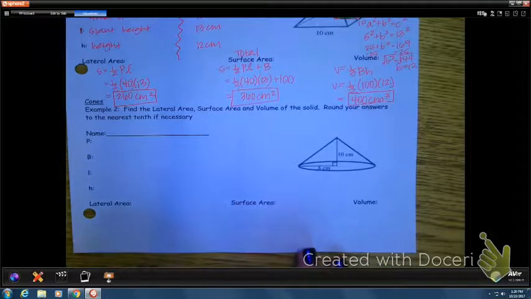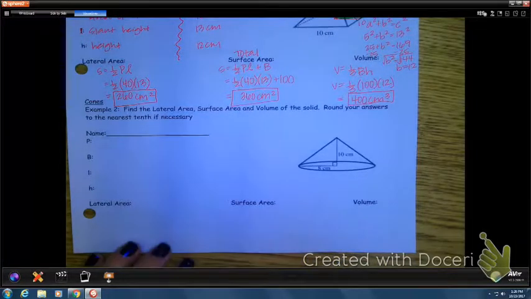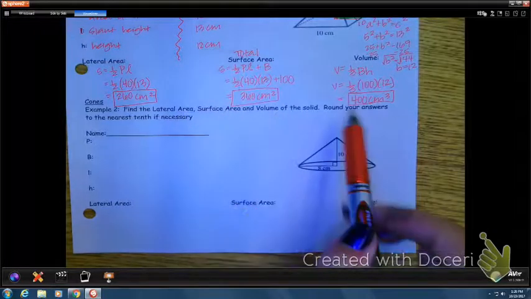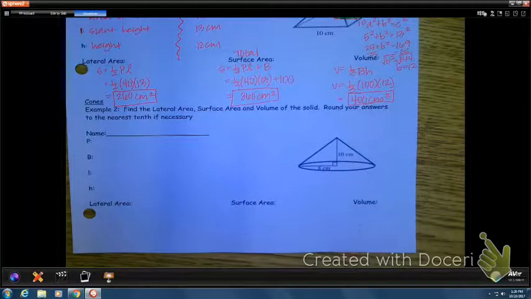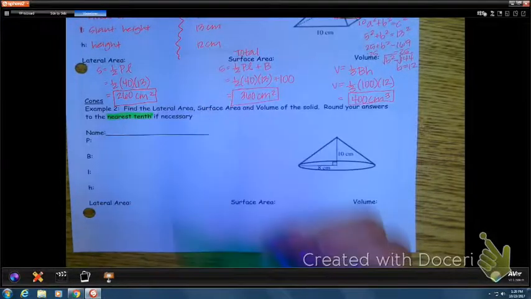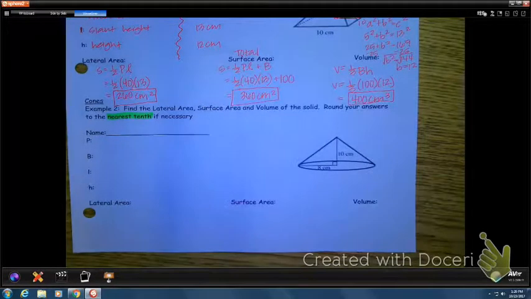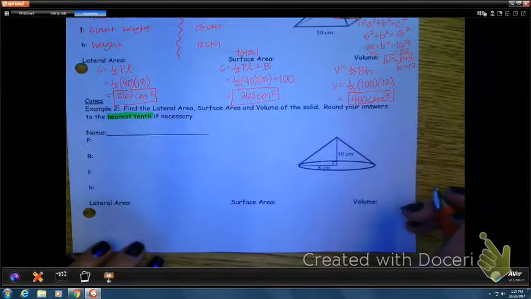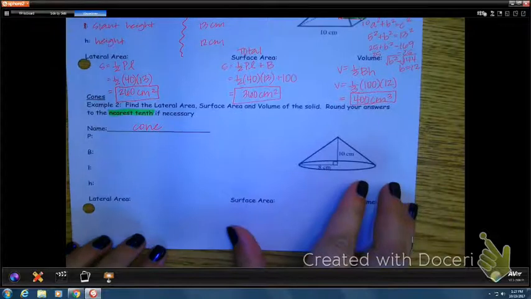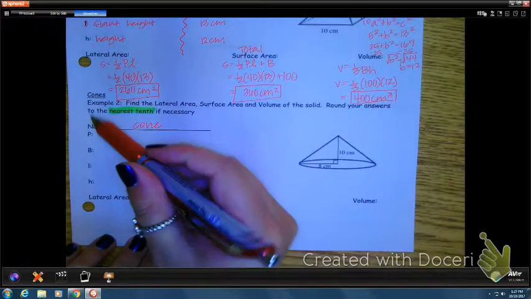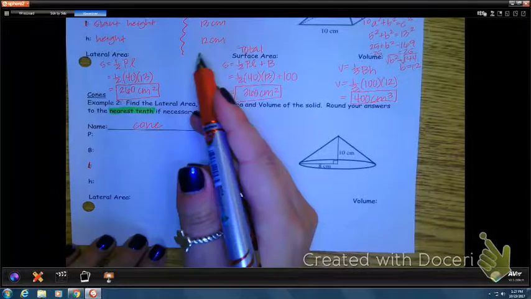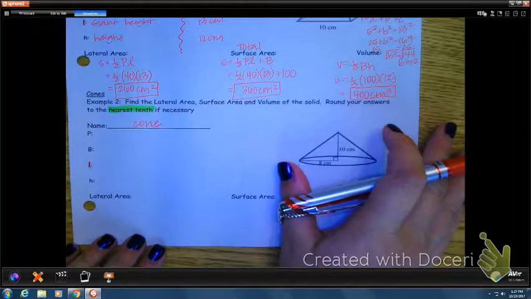Now we're going to look at the example of a cone. Again, we're finding lateral area, surface area, and volume. This time it says round your answers to the nearest tenth. So make sure that we're paying attention, rounding to the nearest tenth. This time we have a cone. Again, we should know what P, B, L, and H stand for because we just did that up top.